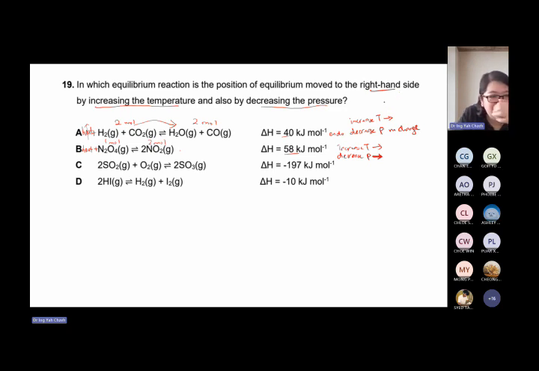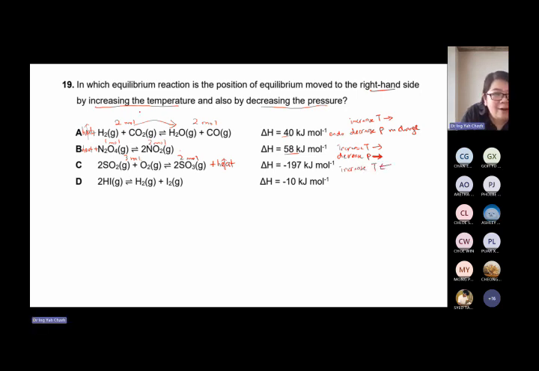But let's check C and D also. Now C, I have total 3 moles of gas on the left, 2 moles of gas on the right. Also here delta H is negative. That means this time the reaction is exothermic. Heat is one of the products, so I put heat on the right hand side. If I increase the temperature, this is increased, so equilibrium will shift to the left.